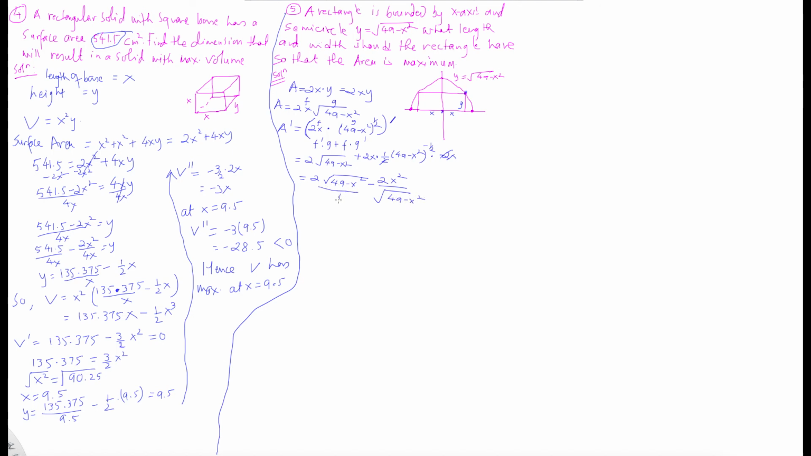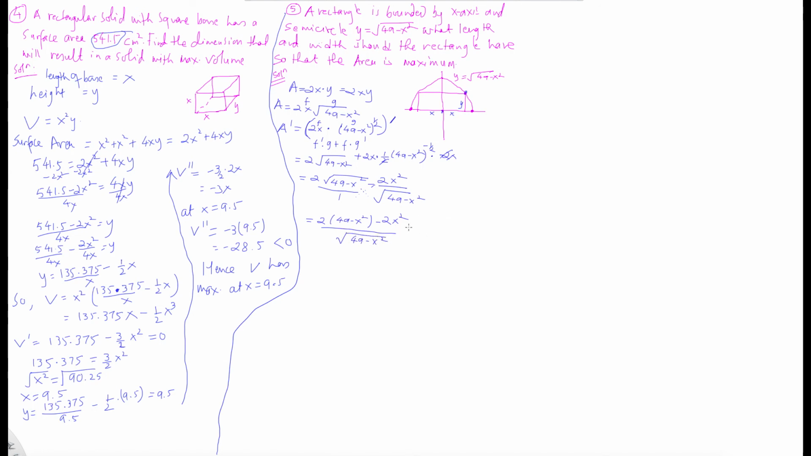So what is left? I want to simplify before I set that equal to 0. If I simplify, I will get 2 times, you can do cross multiplication, right? Root of 49 minus x squared times root of 49 minus x squared will be just 49 minus x squared, and then minus 1 times 2x squared, divided by root of 49 minus x squared.